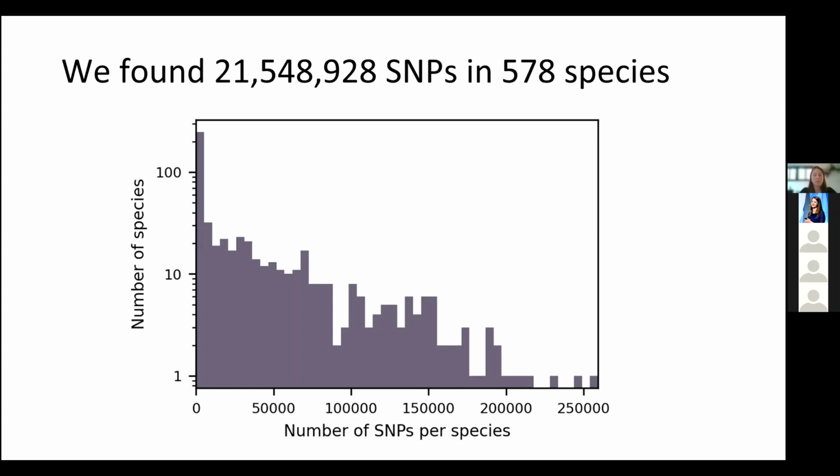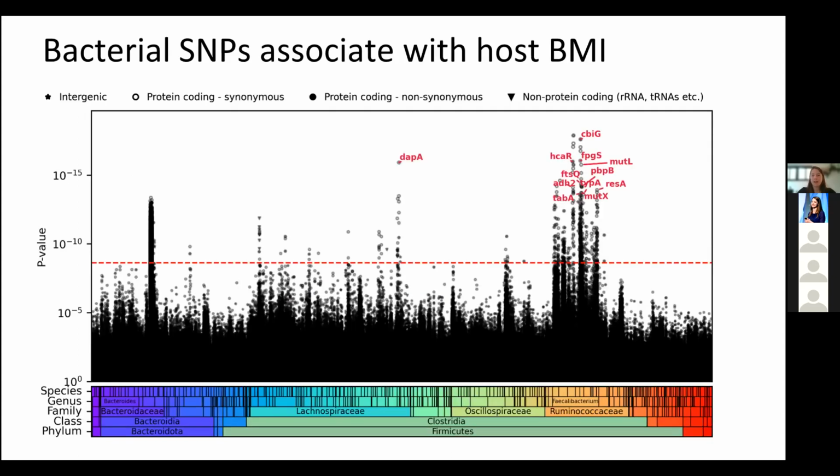And in this proof of concept study, we studied the associations between SNPs and 4 host phenotypes. And we asked whether SNPs associated with host age, whether they associate with host sex, BMI, body mass index, and percentage of glycated hemoglobin, which is a marker for diabetes. And what we found was that many bacterial SNPs associate with each of these phenotypes.